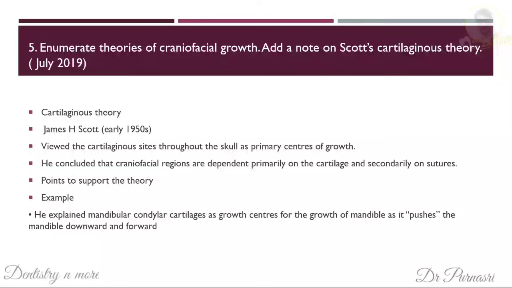Coming to the next question, that is enumerate theories of craniofacial growth and add a note on Scott's cartilaginous theory. Enumeration, you know, the list that has to be put, and then we'll discuss the cartilaginous theory. It was given by James Scott in the early 1950s. He said the cartilaginous sites are present throughout the skull and these are the primary centers of growth. He concluded that the craniofacial regions are dependent primarily on cartilage and secondarily on the sutures. So cartilage is the main center of growth and sutures are only secondary to it.